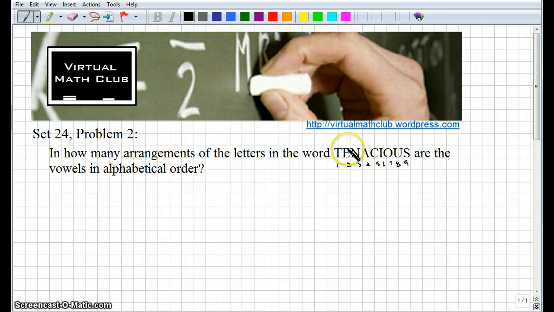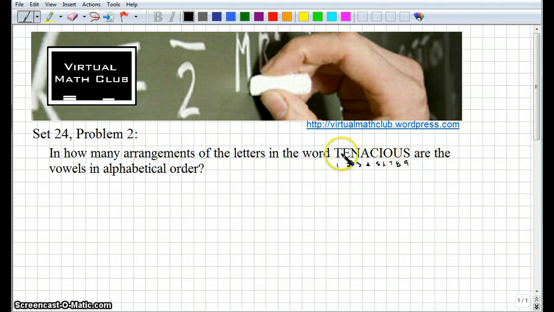And how many vowels? Well, let's see, we have this E, we have this A, we have this I, O, and U. Okay, so we have 5 vowels, A, E, I, O, and U. So we have essentially all the vowels. And so we want to find all the arrangements of these letters. And actually I'm going to erase that because it makes it messy. We want to know all the arrangements of these letters in which the vowels are in alphabetical order.